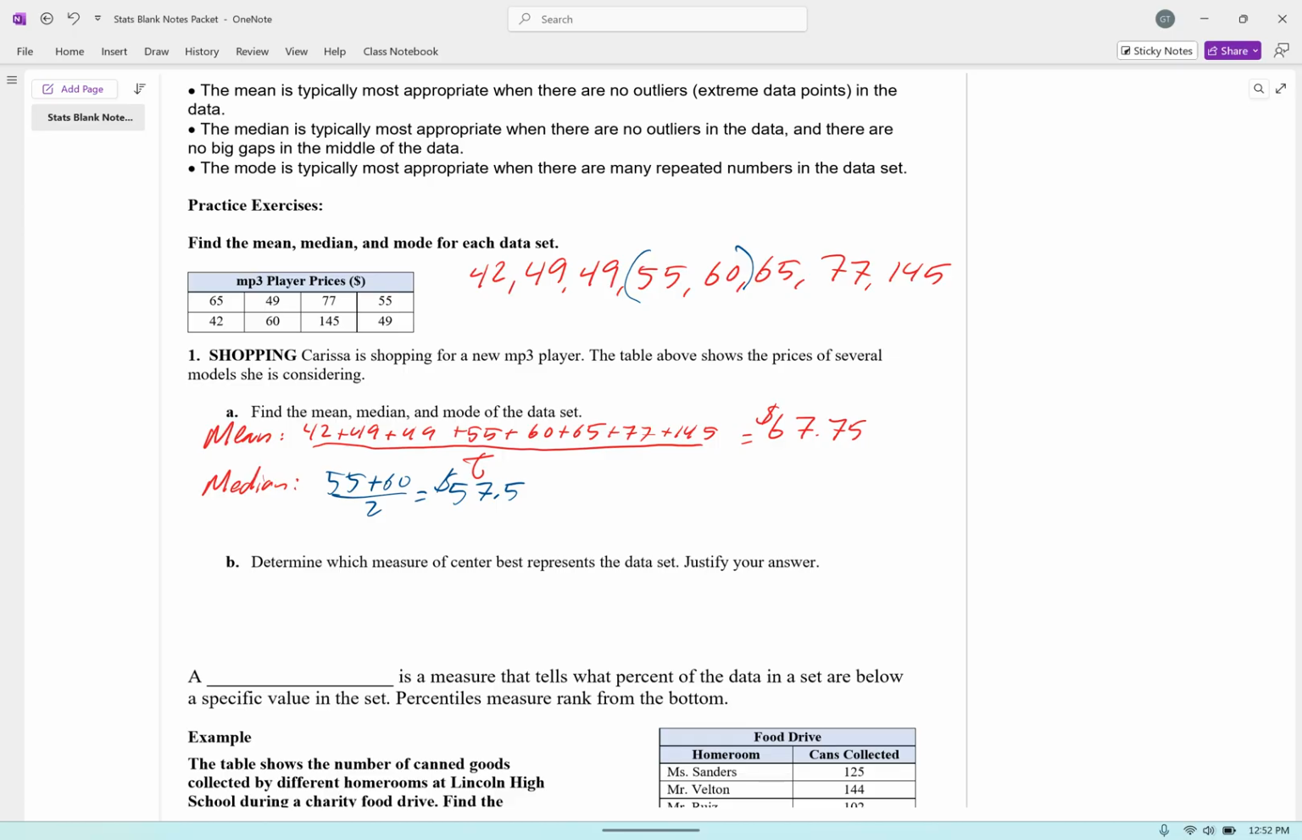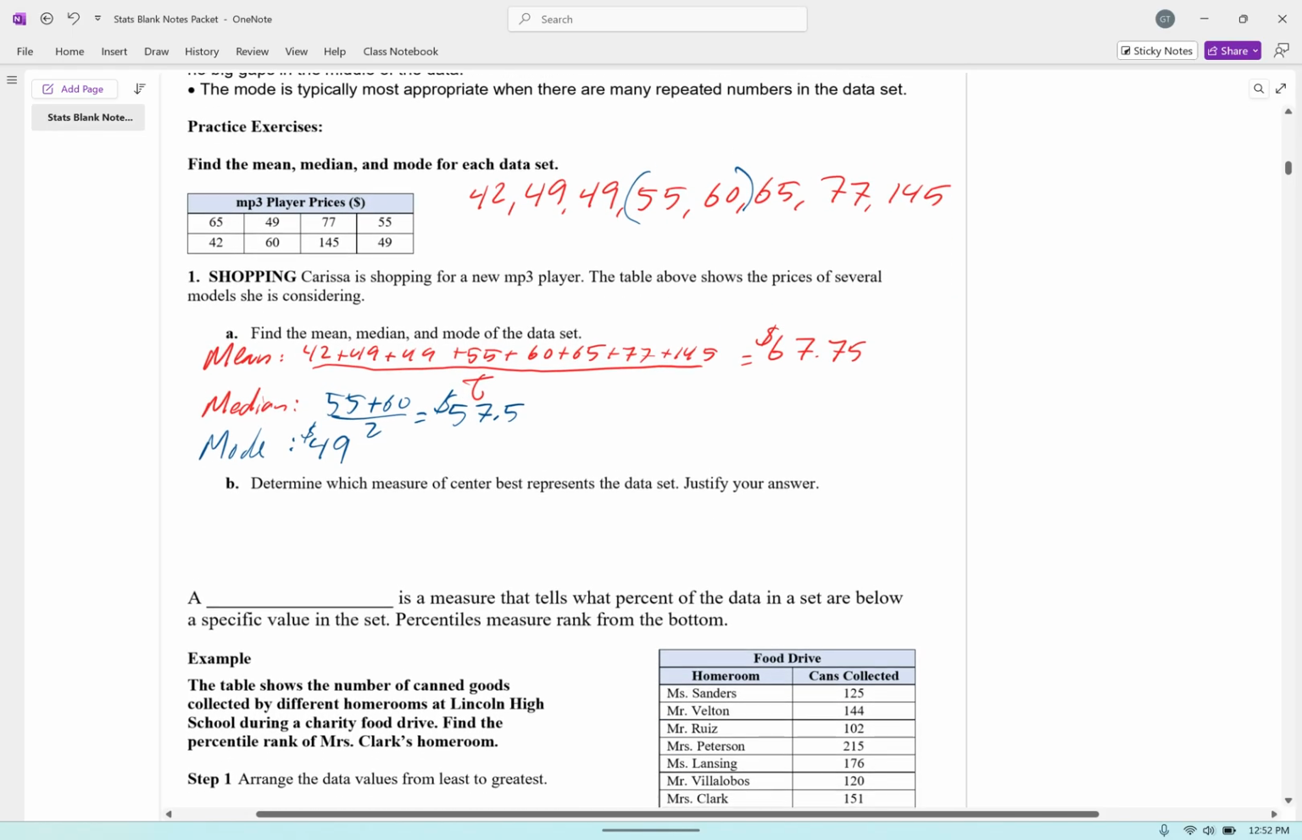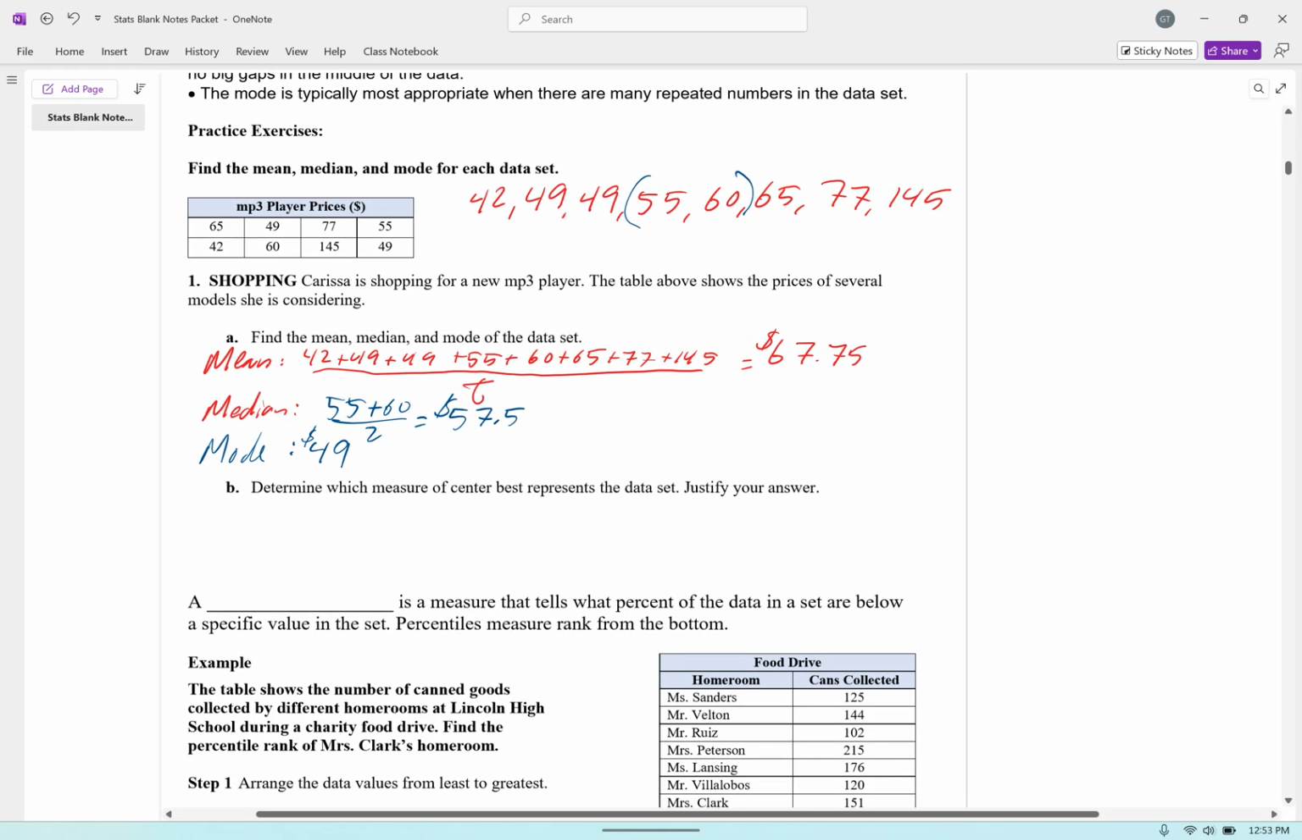Okay. And then lastly, the mode. Which one is the most? 49 is the only value that is repeated. And so that would be $49. All right. So now determine which one is the best.